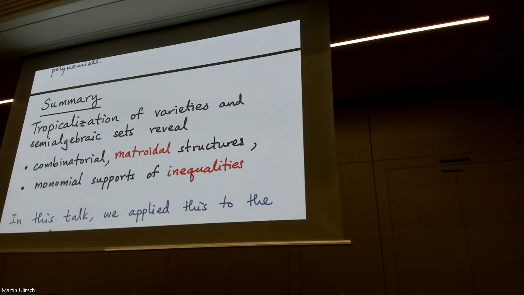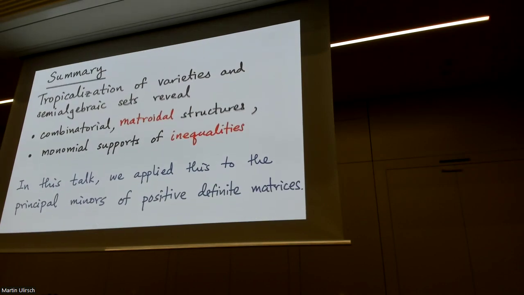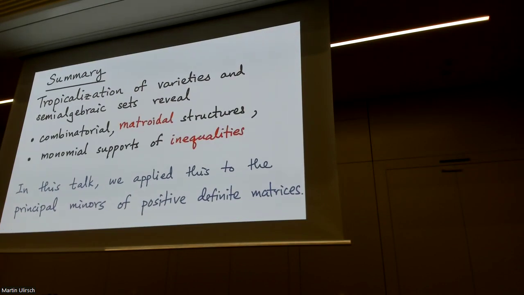All right, so here's a summary. If you walked out of here and your friend asked you what the talk was about and you had been sleeping, here's your cheat sheet. The take-home message is that tropicalizations of varieties and semi-algebraic sets help you reveal combinatorial and matroidal structures. In principal minors, without tropical geometry, you would not have seen the matroid. You need tropical geometry to see the matroids in there. And it allows you to find monomial supports of inequalities. In this talk, we applied this to the principal minors of positive definite matrices.